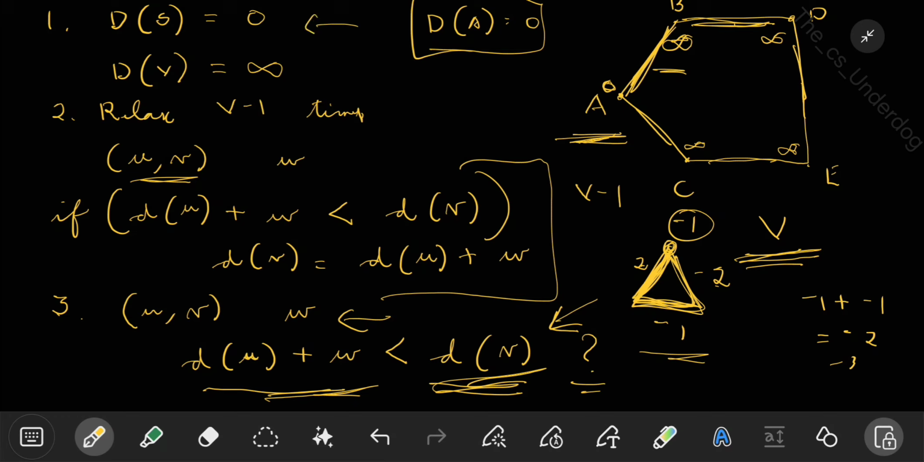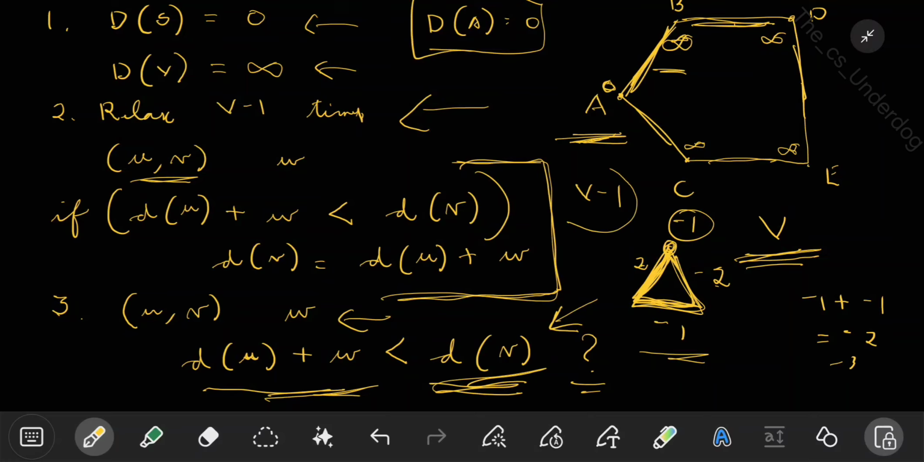First, you have to initialize the source vertex to 0 and all other vertices to infinity. That means the distance to all other vertices is infinity. Then you have to do relaxation V minus 1 times. What is relaxation? You have to check for every edge whether adding that edge will make the path to V shorter.